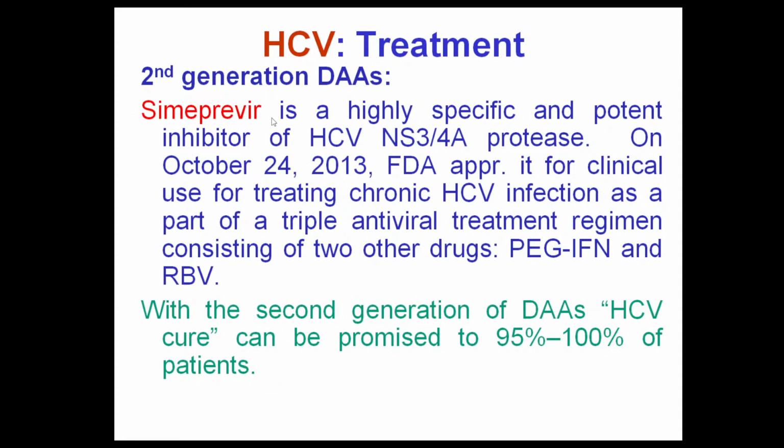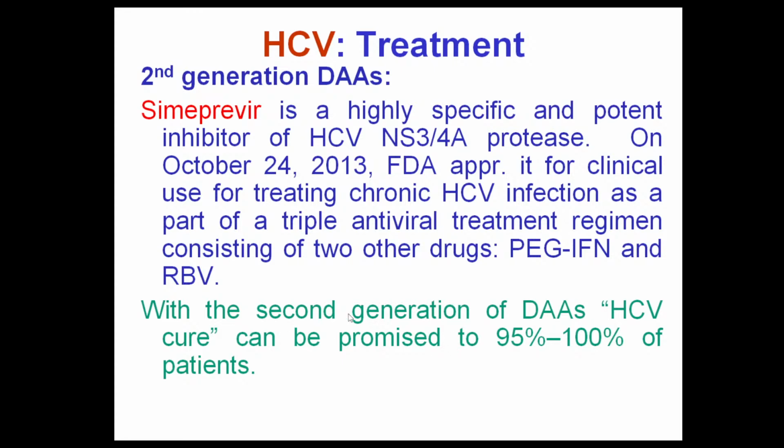So, simeprevir also now is available, and this is the second generation of the hepatitis C antiviral drugs that can be used with a very high effectiveness from 95 to 100%. I don't know whether we reach this 100% or not yet. But we believe that these drugs are very effective against hepatitis C.